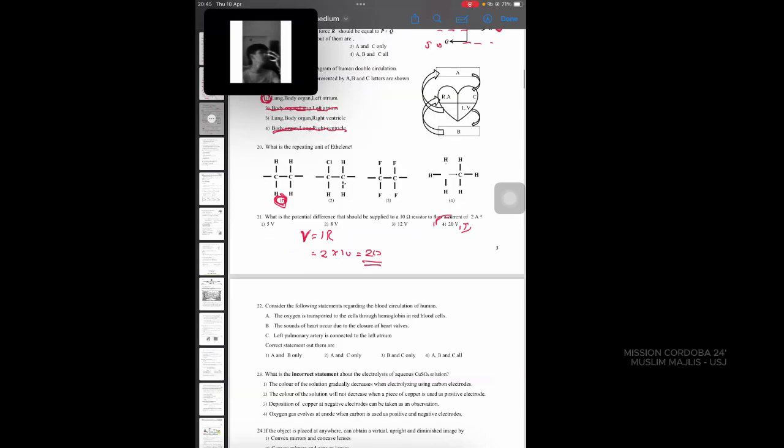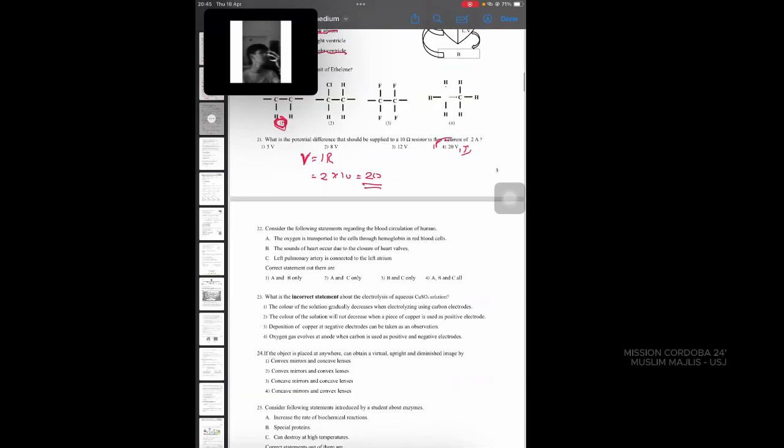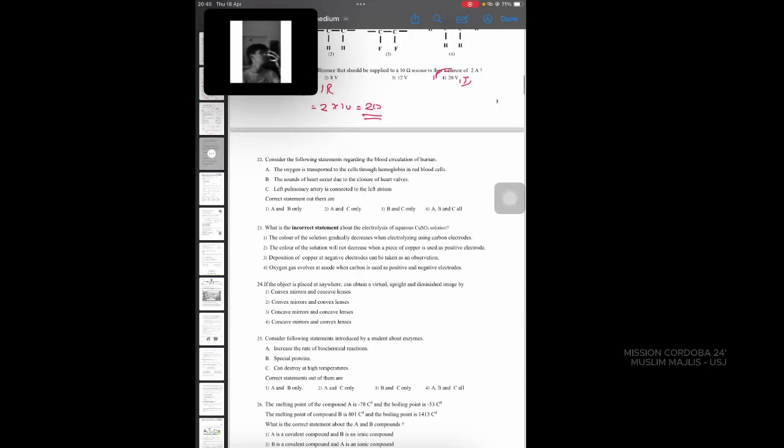Consider the statements regarding blood circulation. Oxygen is transported through hemoglobin in red blood cells. That is correct. Within the red blood cells, there are specialized pigments that are known as hemoglobin. What these hemoglobins do is they catch the oxygen, transport it, give it to the cells.